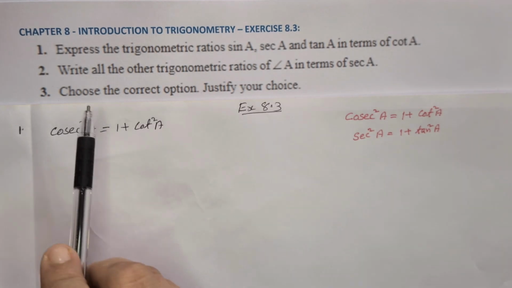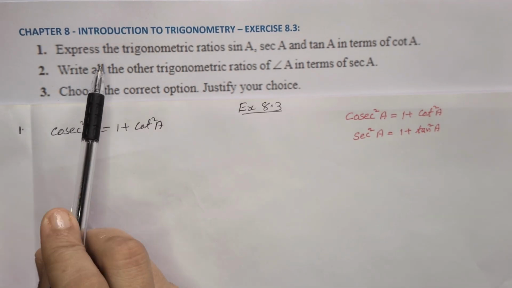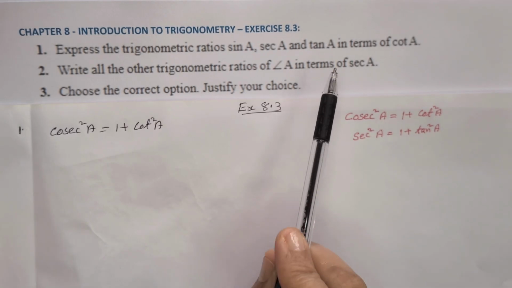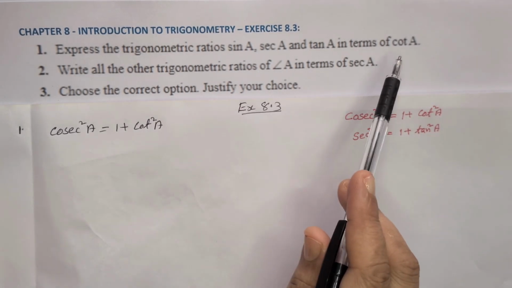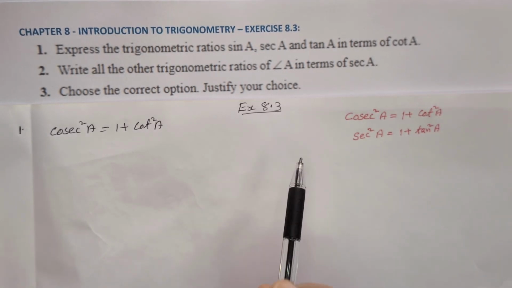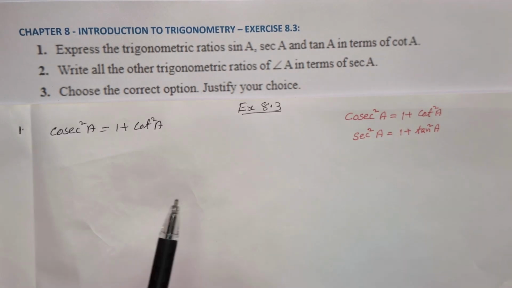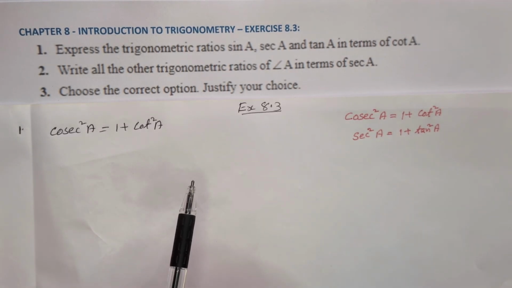Exercise 8.3, question number 1. Express the trigonometric ratios sin A, sec A and tan A in terms of cot A. So we know the identities. Cosec square A is equal to 1 plus cot square A.